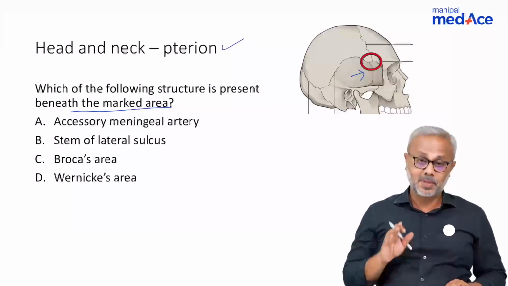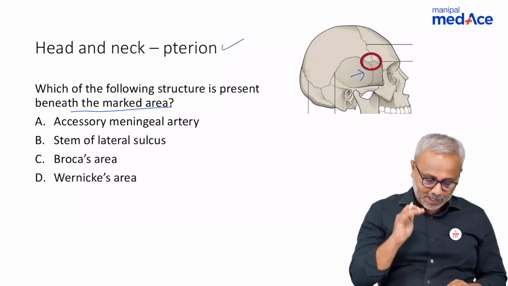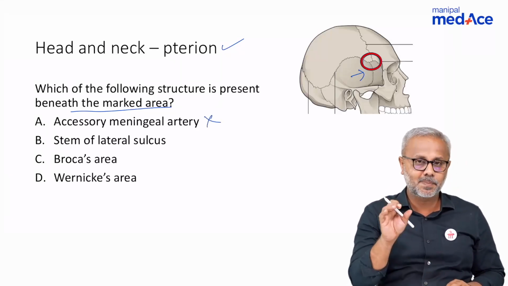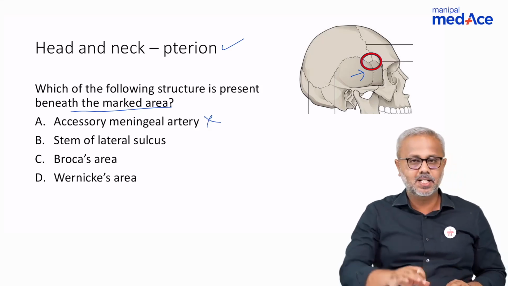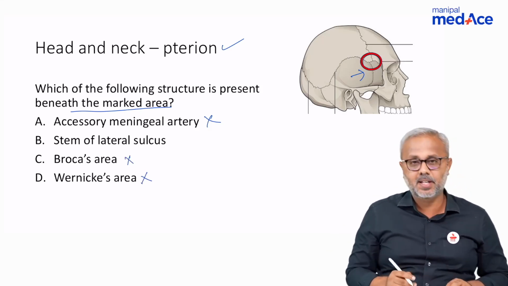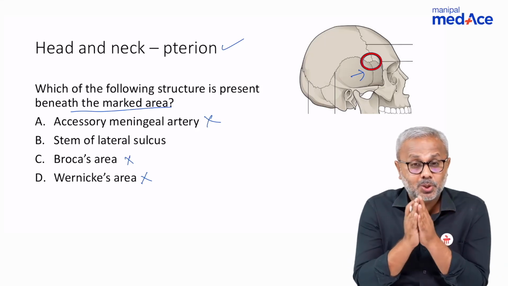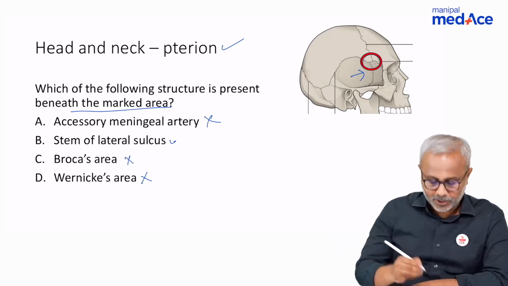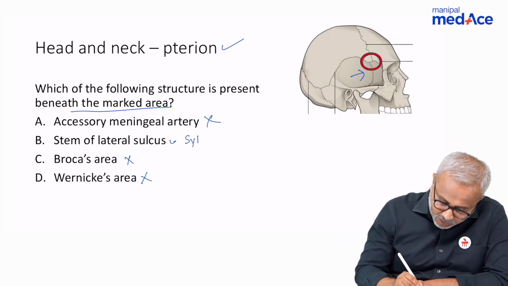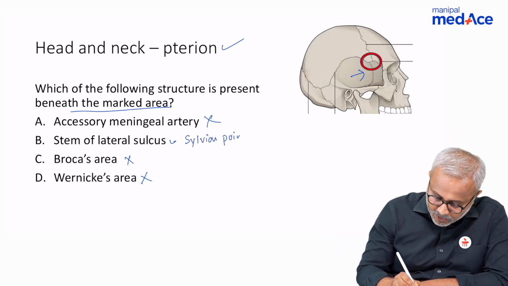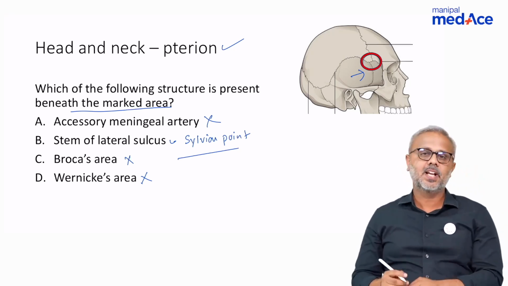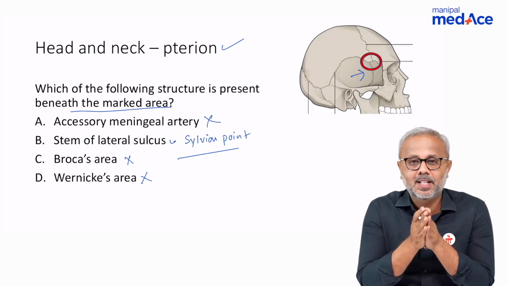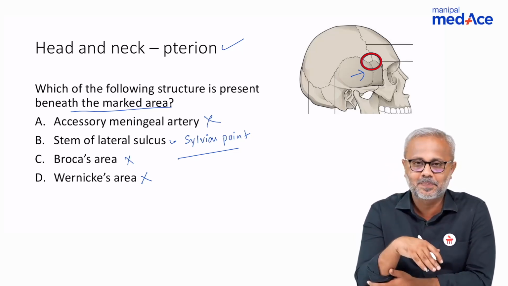So let's try and solve this question now. So which of the following structure is present deep? Accessory meningeal artery, wrong again. This is also one of the branches of first part of maxillary artery. Stem of the lateral sulcus, we will mention it. Broca's area and Wernicke's area are not the exact option because they do not correlate with the location of pterion, right? So the correct option or the most appropriate option is the stem of the lateral sulcus, which should be ideally written as the Sylvian point, right? So this was one question which was related to pterion. So pterion has a lot of clinical importance because of its relation to these two structures, right?